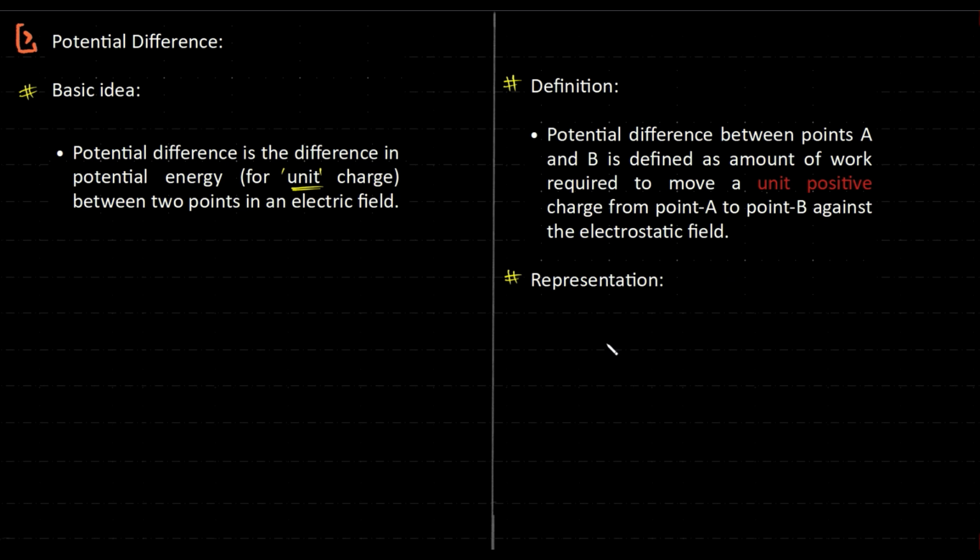So how do you represent it? Well, V_AB or delta V, and so on. There are quite a few representations, and this is the common one which we're going to start off with.